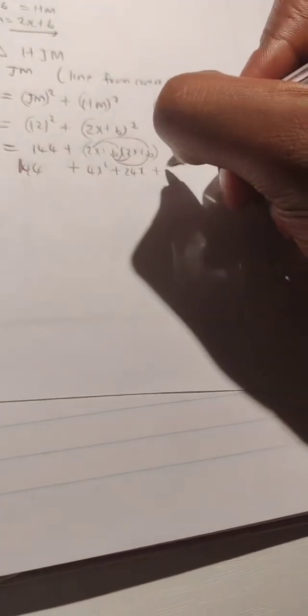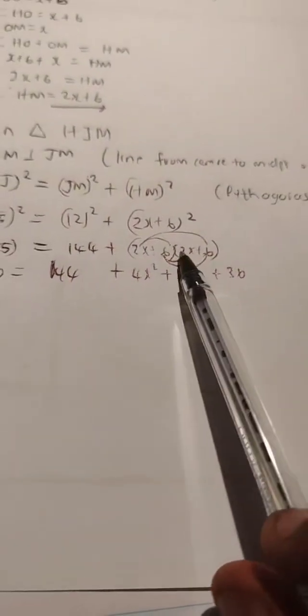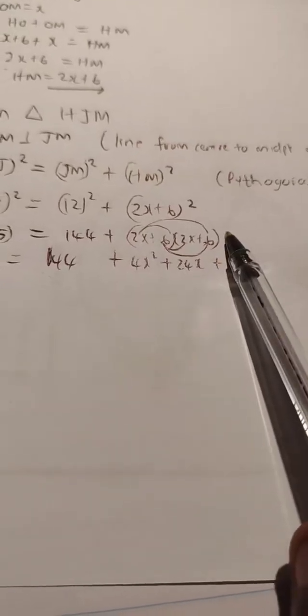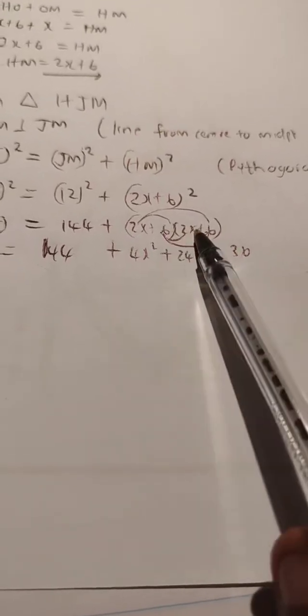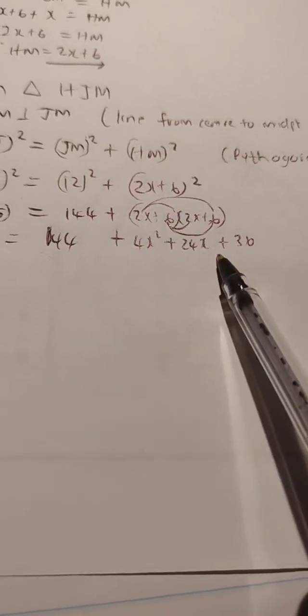Thank you. Is equal to 144 plus, so that's 4x squared plus 24x plus 36. Just cutting straight to the point, guys. Why am I saying 2x times 2x is 4x squared? 2x times 6 is 12x. Another 2x times 6 is another 12x. 12x plus 12x gives me 24x. Then 6 times 6 is 36.